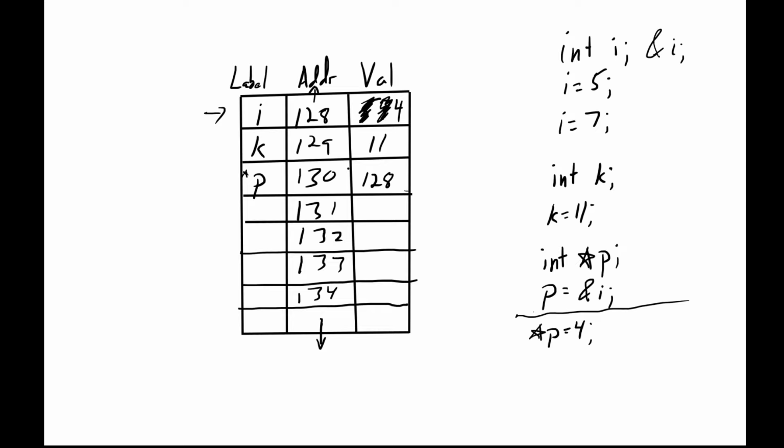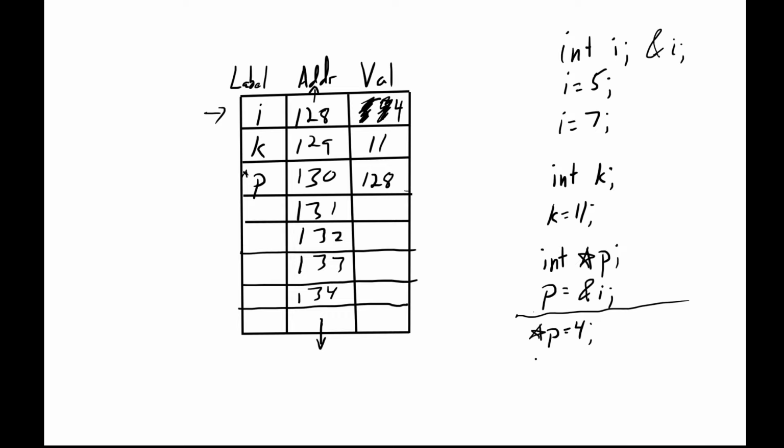Does that make sense to everyone? What happened is that we said star P, and it went over here and said, okay, I know that you're pointing to memory address 128. Again, these are going to be random. You don't particularly care about what they are. You normally just want to know if they're equal to something. And then it actually went into that memory address's value and changed that value right there.